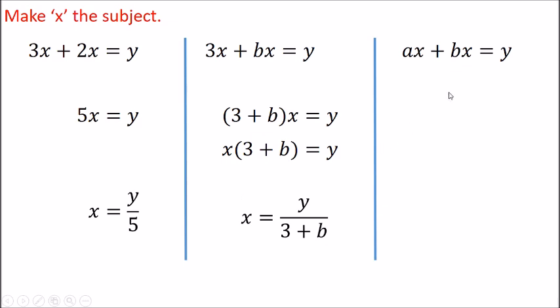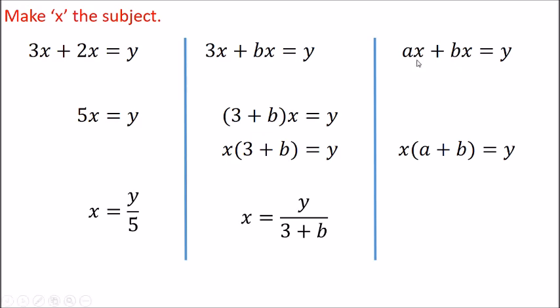Okay, so let's try the third one. Do we notice again it's very, very similar to what we just done? Instead of 3x now, I have ax. So, because x appears twice, if I factorise it, look how helpful this step is. So I take out my common factor of x, and I've got x lots of a plus b equals y. Think really carefully, why am I factorising here?